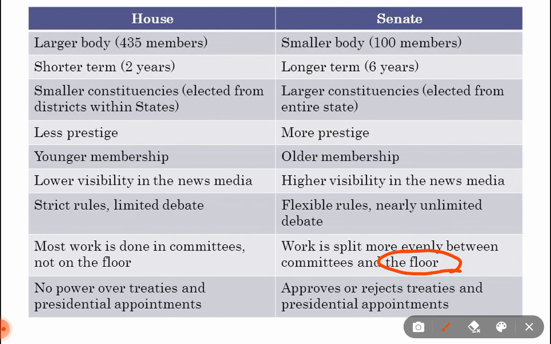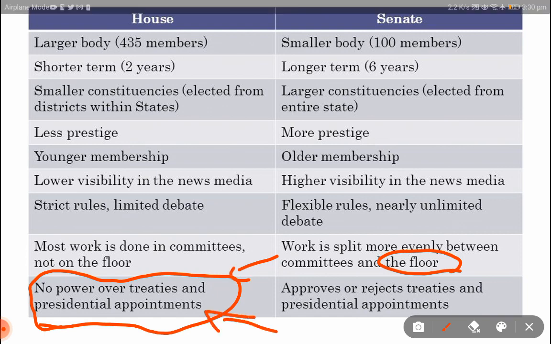Lastly, no power over treaties and presidential appointments. So the House does not have any power over what treaties the president of the United States makes with other countries, or what key posts and persons the president appoints. The House has no authority over that, whereas the Senate approves or rejects the treaties.